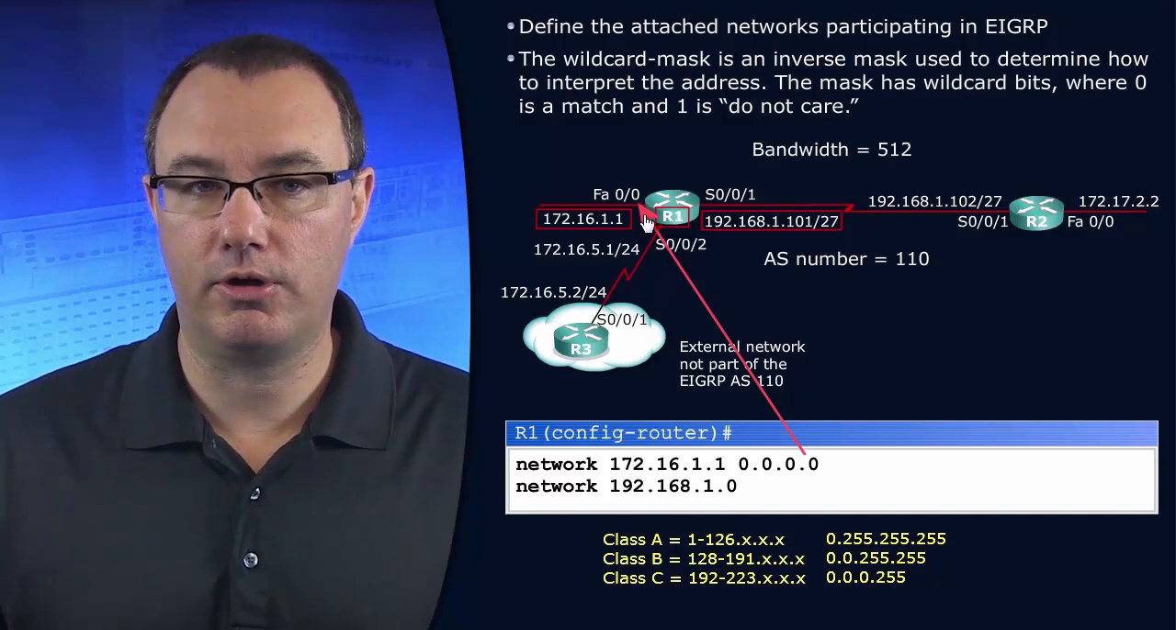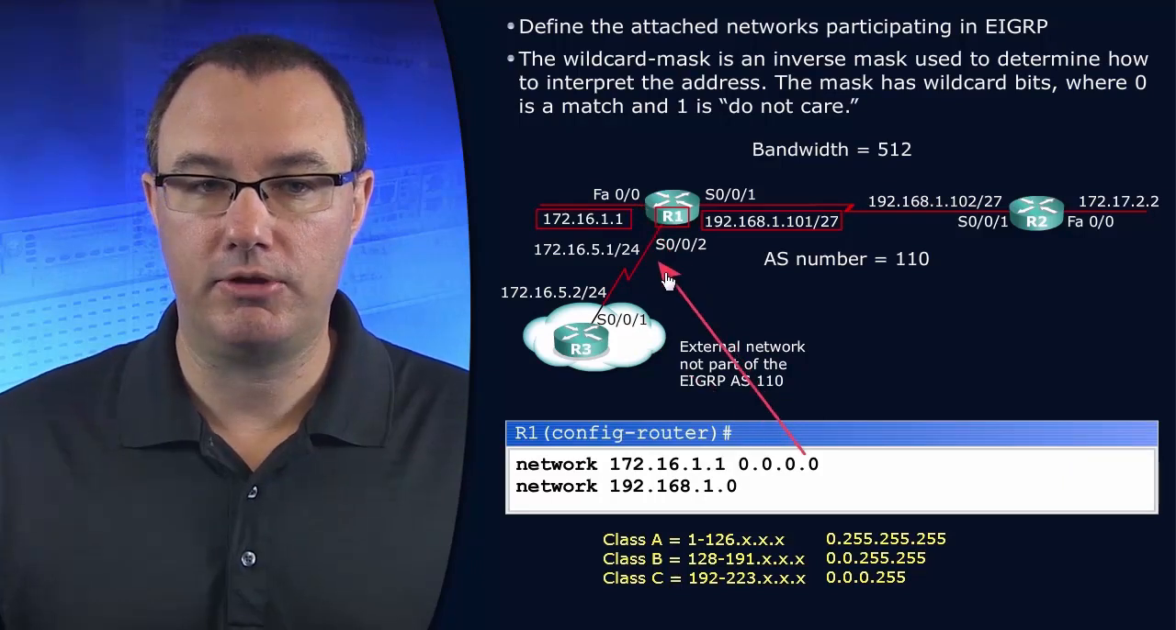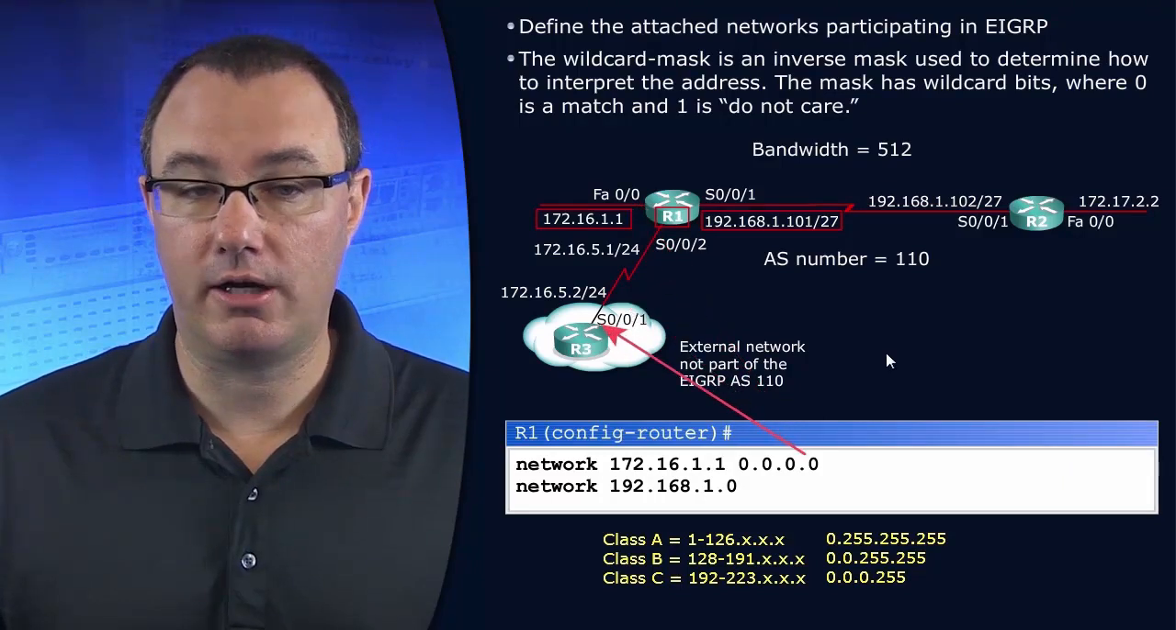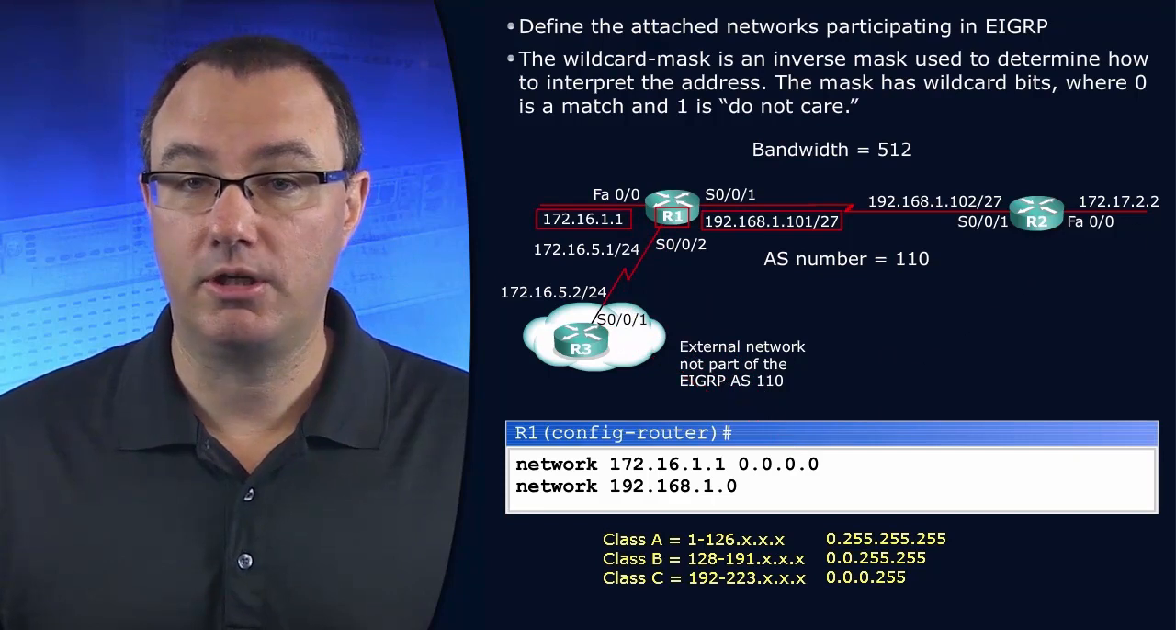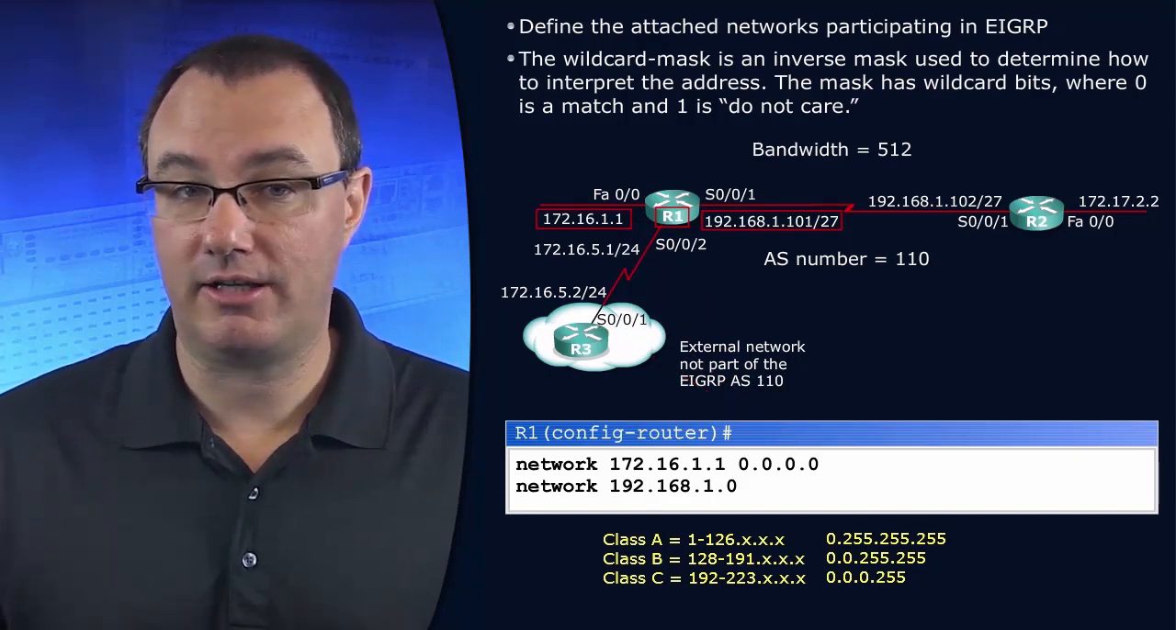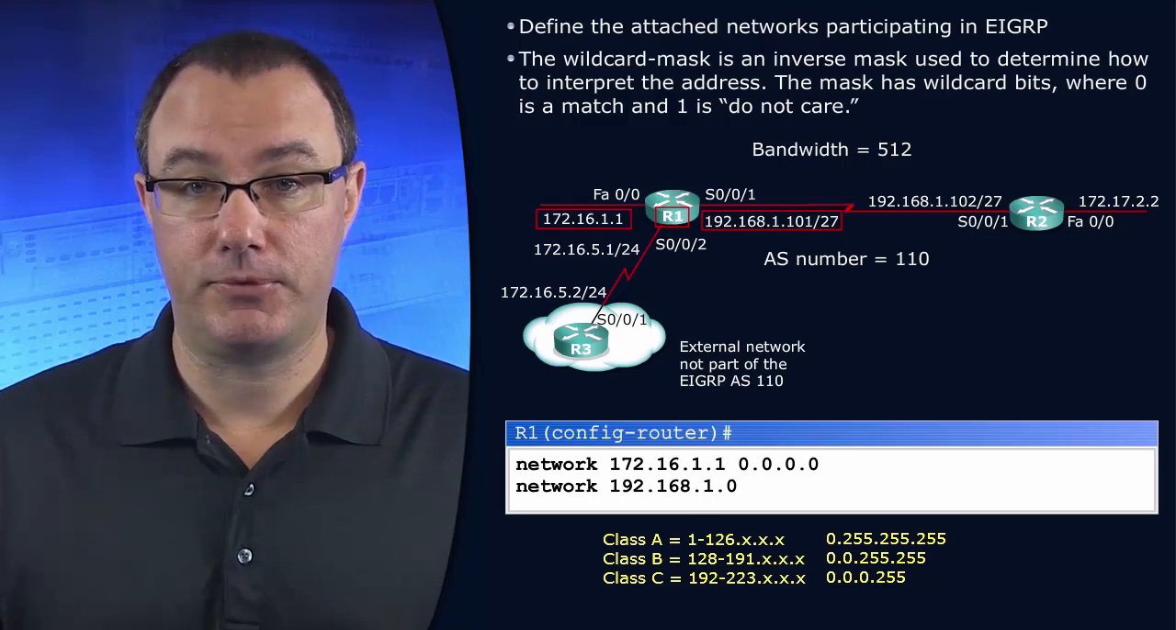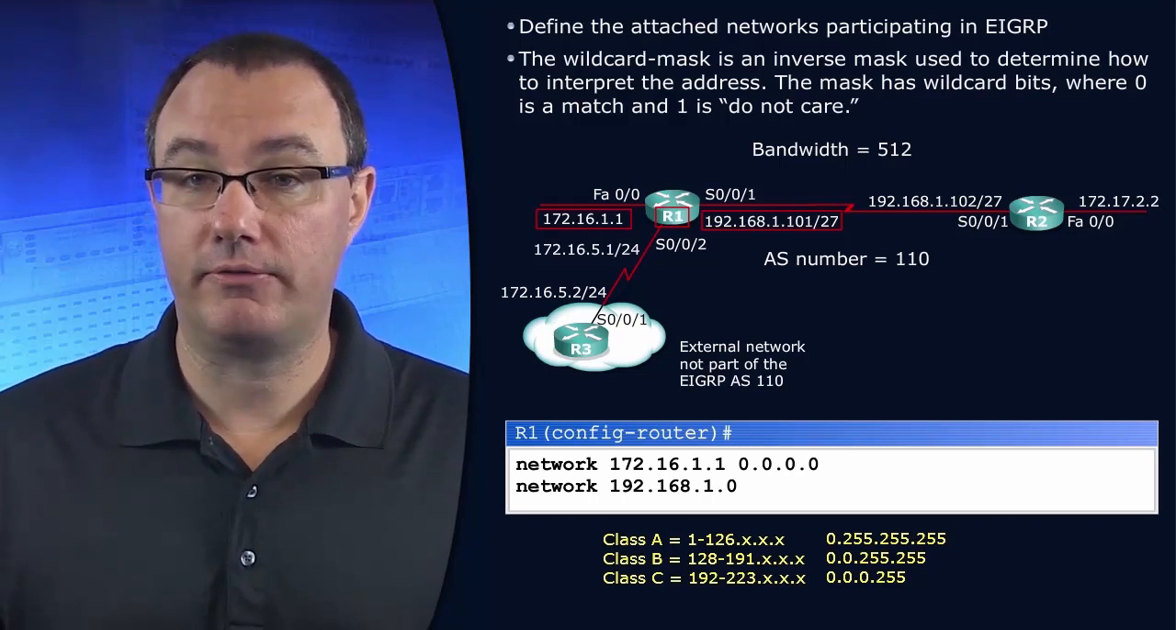By the way, notice that we're not running the protocol between R1 and R2. Why not? It's outside of our autonomous system. We may not want to advertise that subnet, and we certainly do not want to peer outside of our own routing domain.